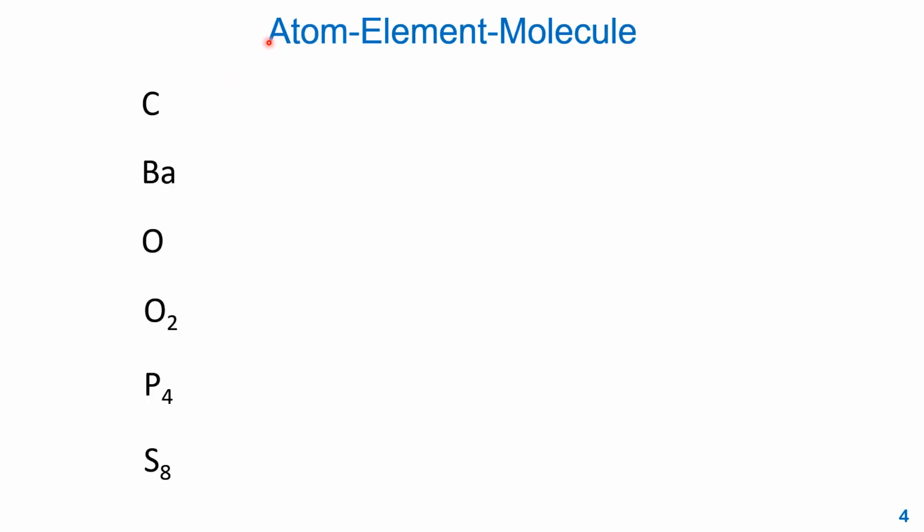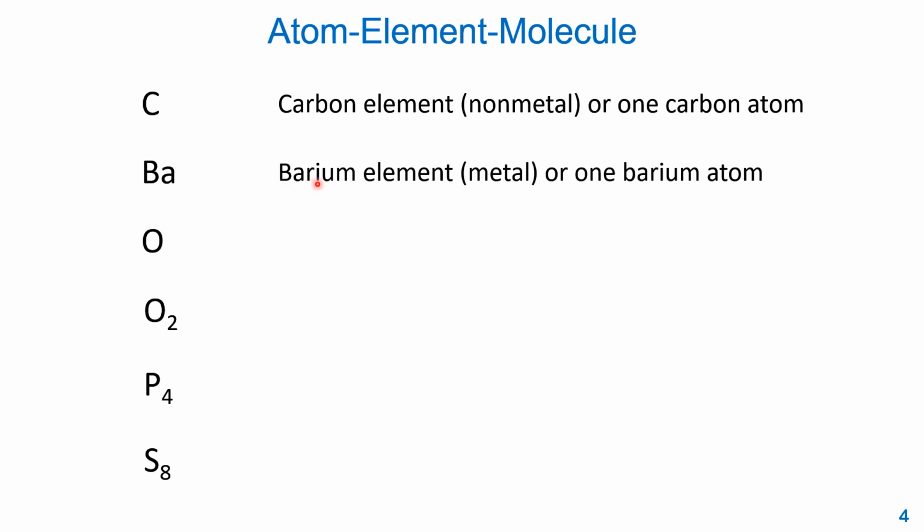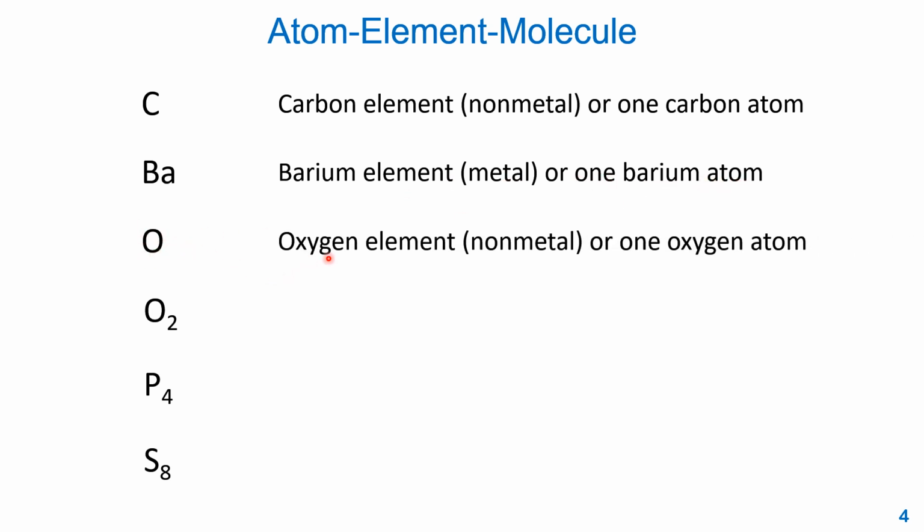Okay, so sometimes we see those symbols. Let's see the meaning of those symbols. If you see this C, that means it is the carbon element. It's a non-metal, or it's one carbon atom. You can say that. So you have to see the context. Okay, now Ba, it's another element, barium. Barium is a metal, or you can say it's one barium atom. This is the oxygen element, it's a non-metal, or you can say it's one oxygen atom.